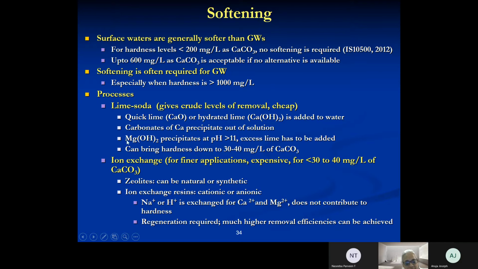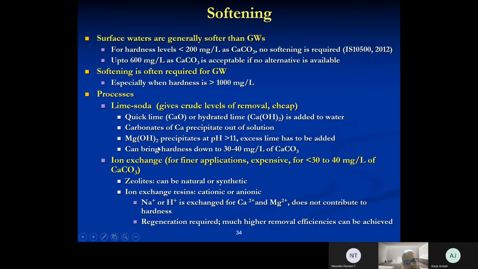And if you have significant amounts of magnesium, so now let's imagine that we have a water which has 100 milligrams per liter of calcium and 20 milligrams per liter of magnesium. That's very common. Now, if I can bring calcium out of solution, if that comes down to, let's say, 40 milligrams per liter, I don't really need to remove magnesium. So in general, just the removal of calcium carbonate is sufficient. You don't need to go for magnesium removal.